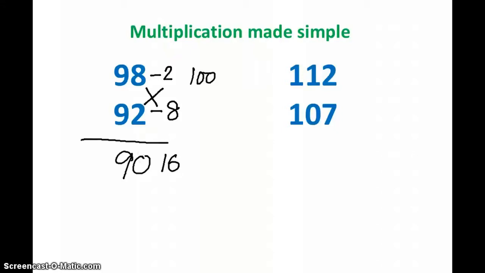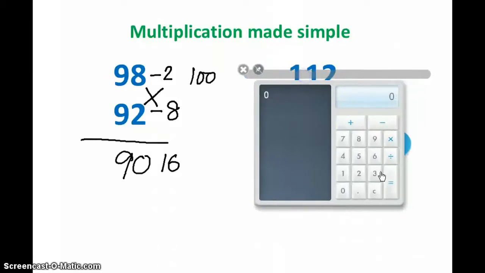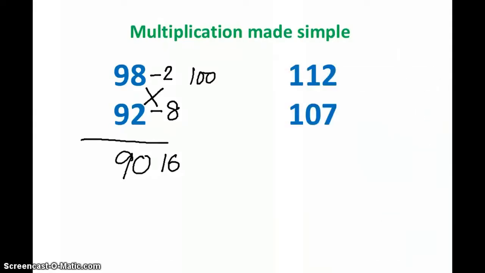Let's find out if the answer is correct using a calculator. 98 into 92, so that gives me 9016 as the answer. That's all. Let's check one more example here, which is 112 into 107.